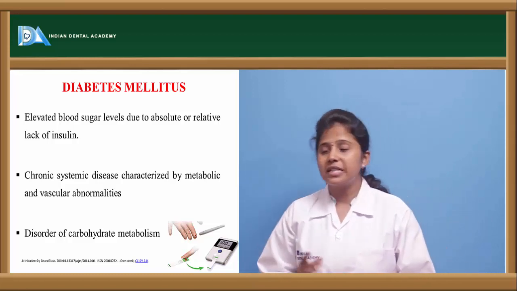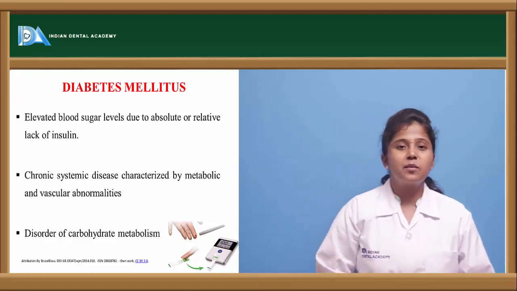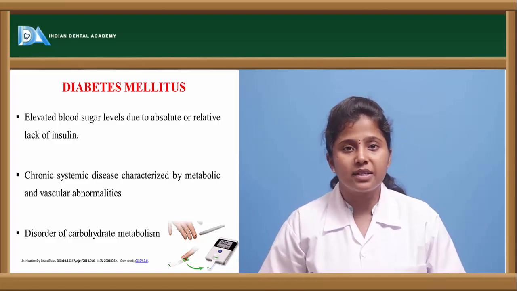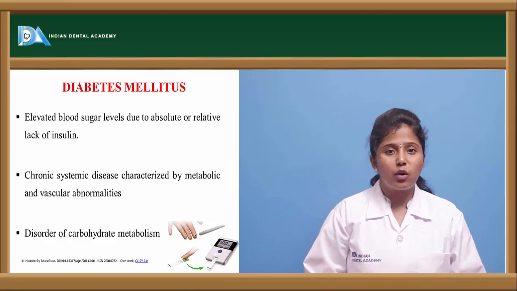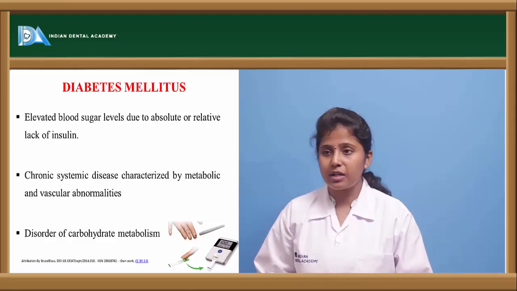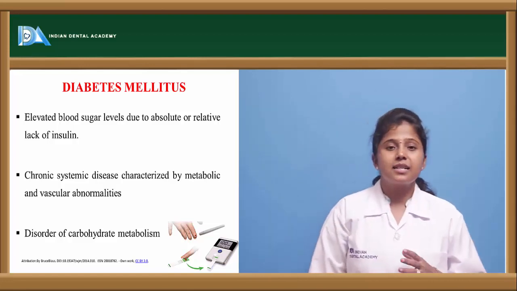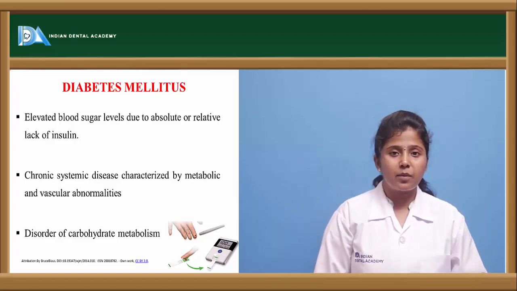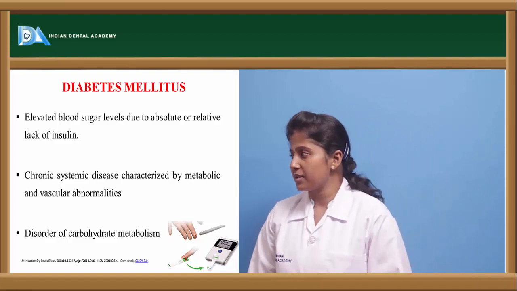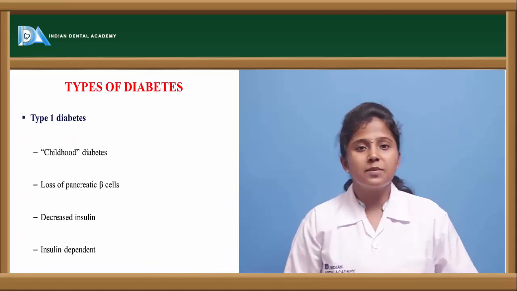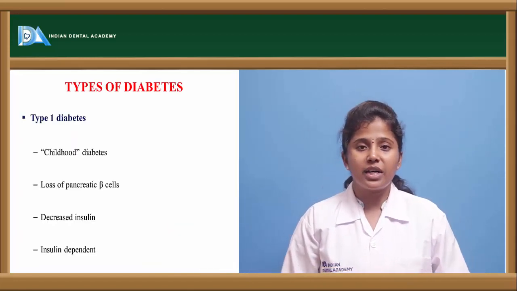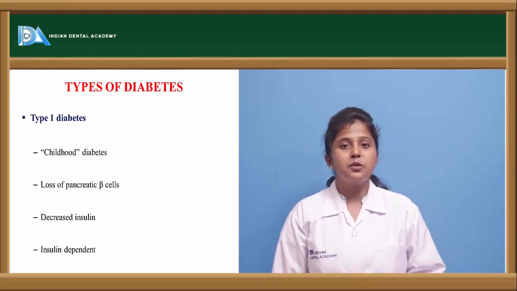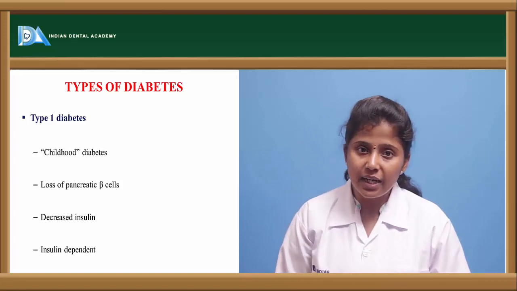And this diabetes mellitus is characterized by metabolic as well as vascular disorder. So in chronic diabetic conditions, it leads to metabolic abnormalities as well as vascular abnormalities, and this is a disorder of carbohydrate metabolism. On excessive carbohydrate metabolism, it leads to diabetes. There are two types of diabetes. First one is type 1 diabetes, that is insulin dependent diabetes, as well as type 2 diabetes, insulin non-dependent diabetes.